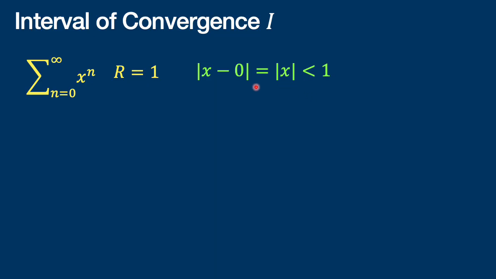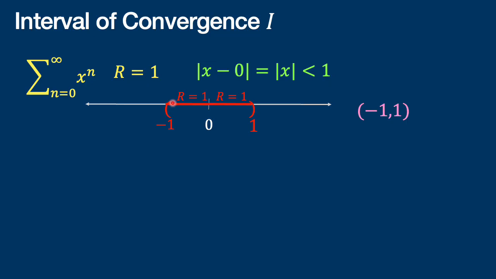What do you mean by that? When the absolute value of x is less than 1, this series converges. On the number line, the center is 0 and the radius is 1. Going to the right, the point is 1. On this red interval, this series converges. Going to the left, the point is negative 1. On the interval between negative 1 and 1, this series converges. In another notation, x is between negative 1 and 1, the series converges. Outside of this interval, the series diverges.